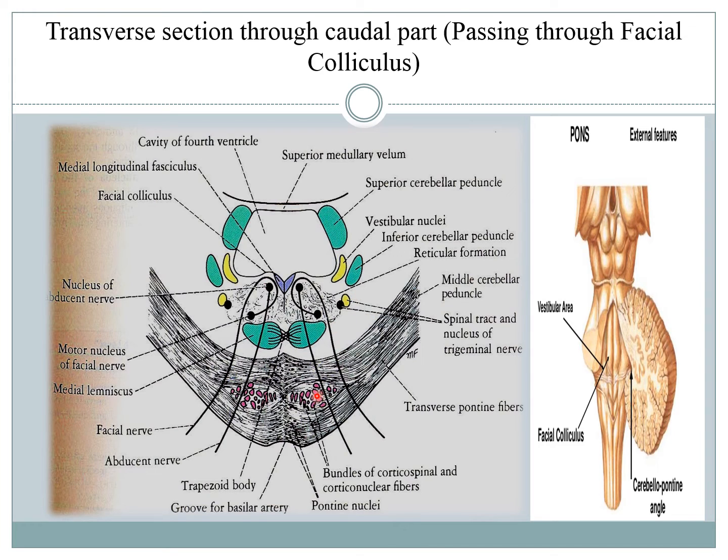Then the trapezoid body. It is formed by trapezoid body nuclei and its fibers and the fibers from the cochlear nuclei. These fibers run transversely. See, they run transversely. This is called the trapezoid body.